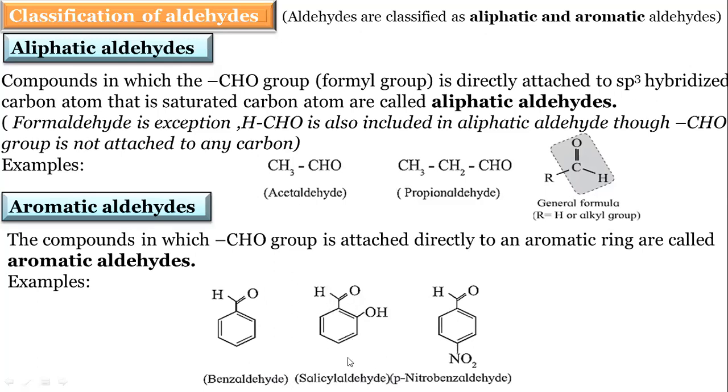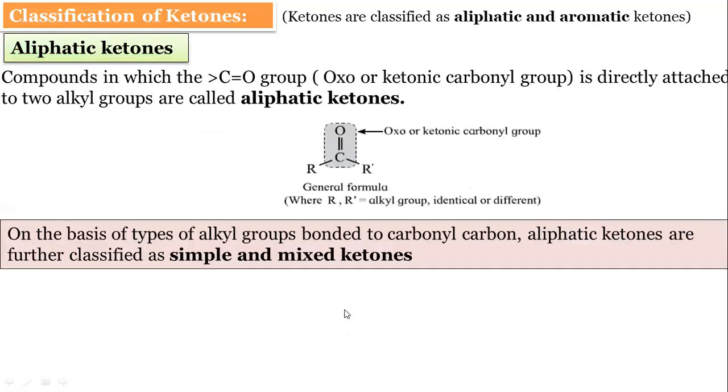See, salicylaldehyde means the OH group is there at the ortho position, and in case of this para-nitrobenzaldehyde, this nitro is situated at the para position, which is the 1,4 position. This CHO is number 1, this is number 2, this is number 3, and this is number 4. So this is para-nitrobenzaldehyde. All these are examples of aromatic aldehydes. Then I am coming to the classification of ketones.